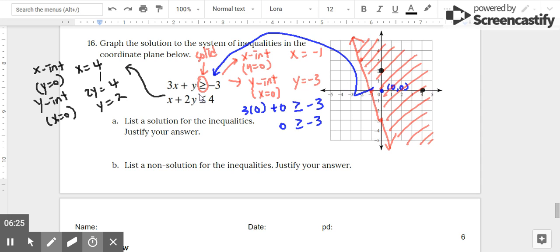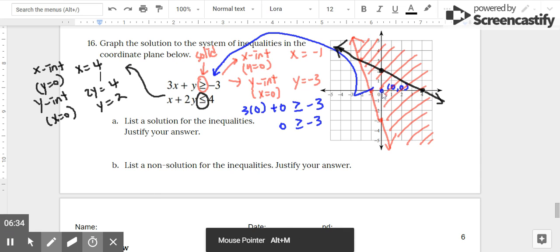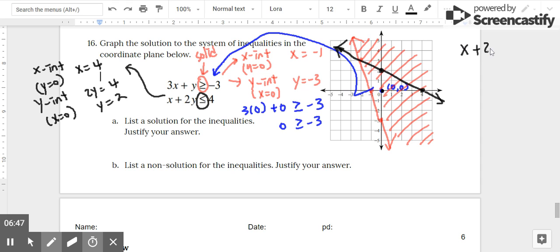And is it going to be solid or dashed? It's going to be a solid line. So let me just connect these two dots. Now we're going to use a testing point, which is 0, 0 also. If 0, 0 makes this inequality true, then this lower part is going to be the answer. If it's not, the other part is going to be the answer. So let me just plug in 0, 0 into here for x and y: 0 is less than 4. Is it true? Oh yeah, it is true.